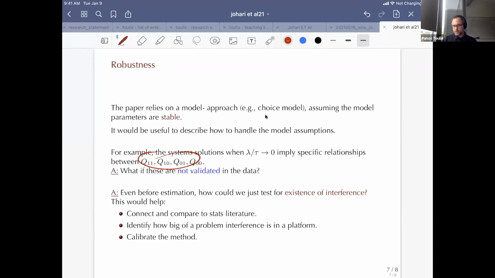Okay, so one question just very quickly is that these types of quantities, the model makes specific predictions about the kind of factuals. Some of them are estimable, right? So what if these predictions are not validated in the data? What will be the practical recommendation here? And what if I want to get away from the model assumptions and try to solve simpler questions? For instance, in the stats literature, we don't rely on a model, but we can still test for the existence of interference. Can we solve simpler questions while being model agnostic?